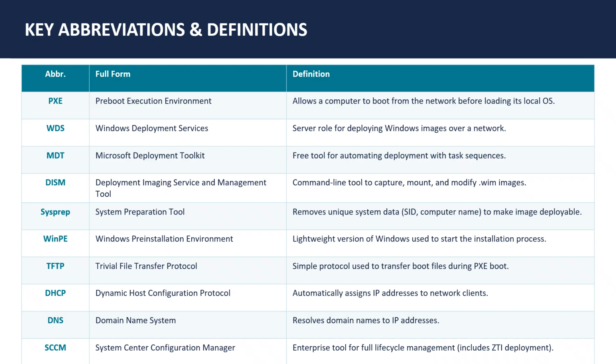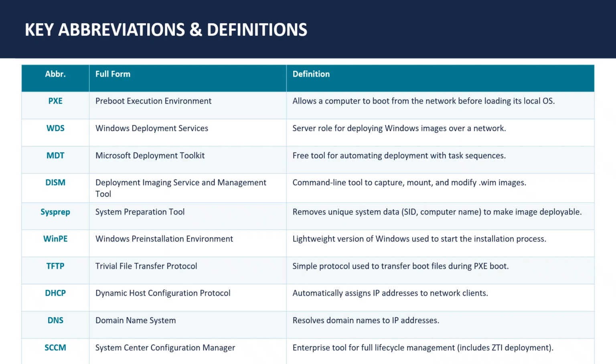WinPE is the Windows pre-installation environment, a lightweight version of Windows used to start the installation. TFTP is Trivial File Transfer Protocol, used to transfer boot files during PXE boot. DHCP is Dynamic Host Configuration Protocol, which automatically assigns IP addresses. DNS is the Domain Name System, which resolves domain names to IP addresses. And SCCM is System Center Configuration Manager, an enterprise tool for full life cycle management. These abbreviations will appear in any exam or real-world deployment scenario, so commit them to memory.